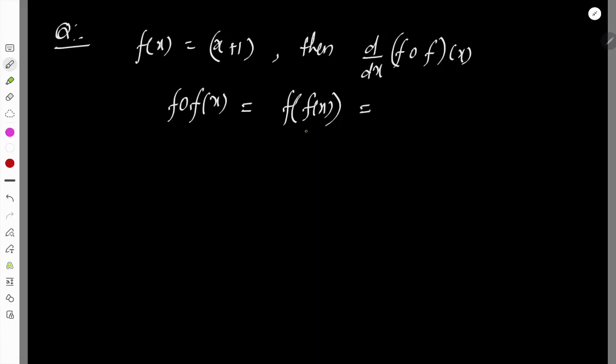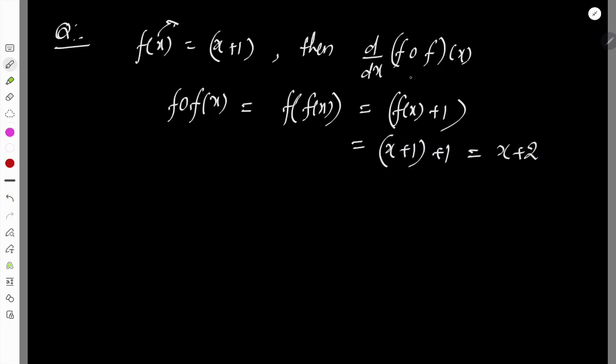So f of f of x will be what? If f of x is x plus 1, then f of f of x will be f of x plus 1, because at the place of x you are putting f of x. So now the value is x plus 1 plus 1, which is equal to x plus 2. We got the value x plus 2.